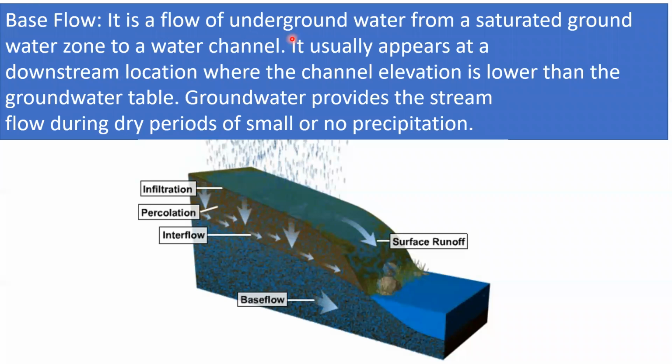Base flow. It is a flow of underground water from a saturated groundwater zone to a water channel. It usually appears at a downstream location where the channel elevation is lower than the groundwater table. Groundwater provides stream flow during dry periods of small or no precipitation. So this is base flow. Here the infiltration takes place when it rains, and here the percolation, the lateral interflow is going on here, and here the surface runoff, and here base flow. It is a flow of underground water from a saturated groundwater zone to a water channel.